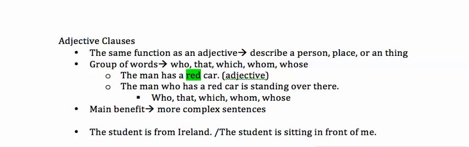Now if I have a sentence like the man who has a red car is standing over there, what is the adjective clause in this sentence? Yes, good. So the adjective clause is who has a red car. Now the main difference between this sentence and this sentence is that this one only uses one word, an adjective, to describe a noun. And this one uses a group of words with the word who to describe a noun, the man.